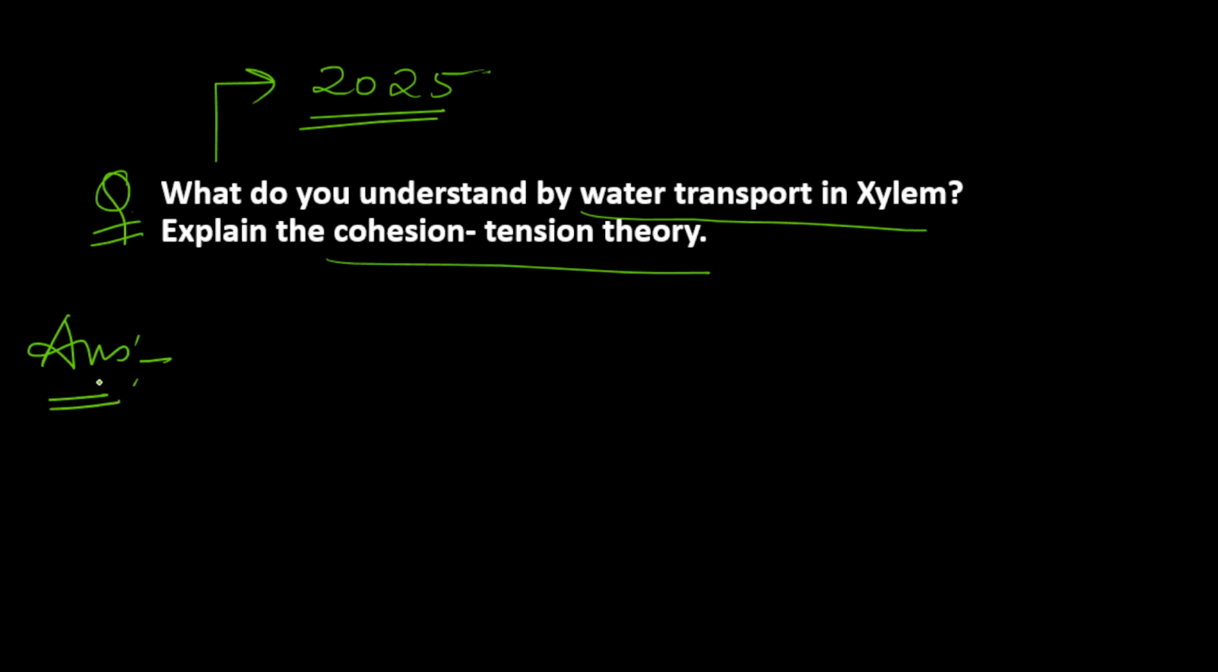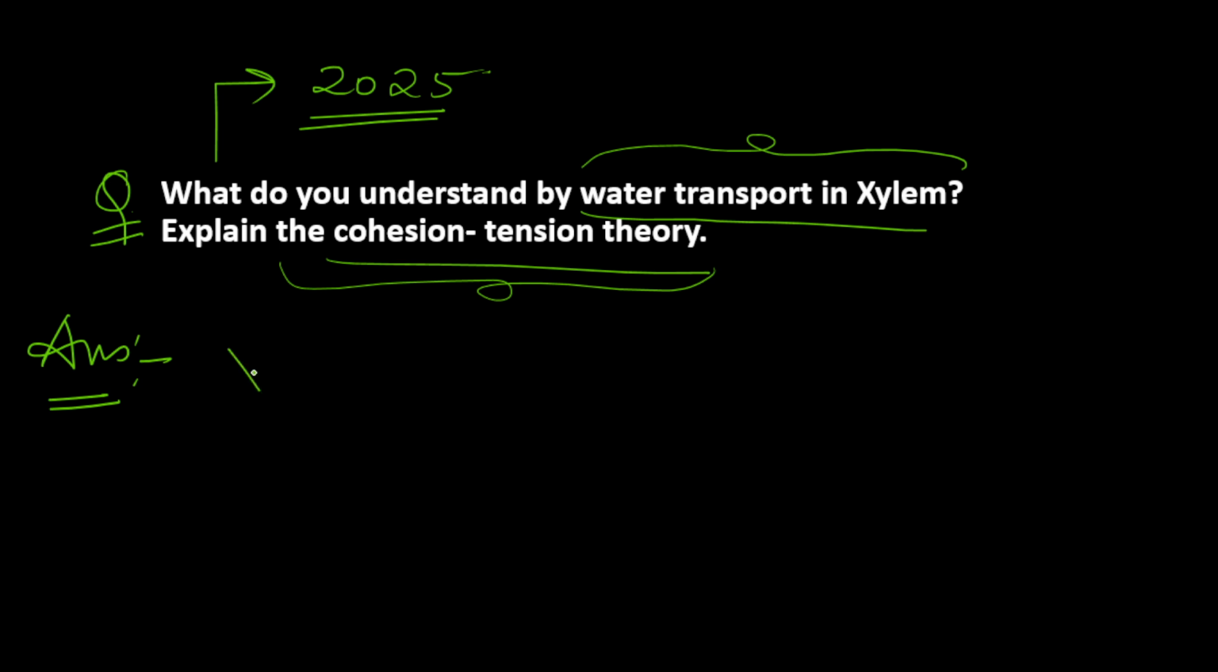So you can divide the question in two parts. In the first part, we have to discuss the water transport in Xylem, and in the second part, we have to explain the cohesion-tension theory. So let's start with the first part. Actually, you can directly start the answer in the introduction part only with discussing what Xylem is, and slowly you can write the processes and you can move to cohesion-tension theory.